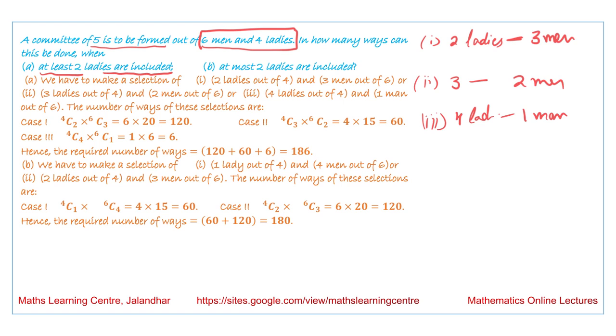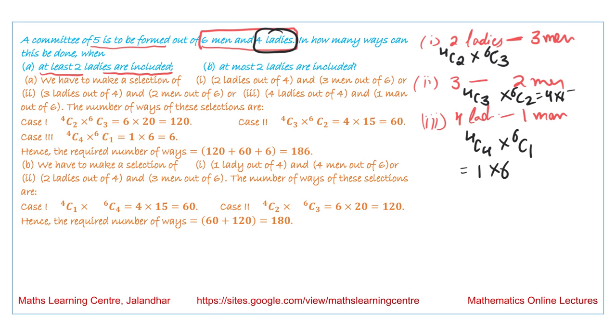So the options we have, total 4 ladies, so it is 4C2 into 6C3, then 4C3 into 6C2, then 4C4 into 6C1. The answer in this case is 6 into 20, in this case 4 into 15, and in this case 1 into 6. So in the first case the total number of cases is 120, in the second it is 60, and in this case it is 6.